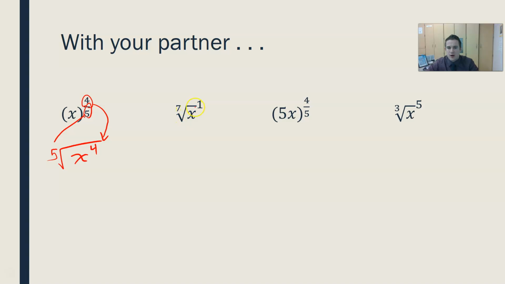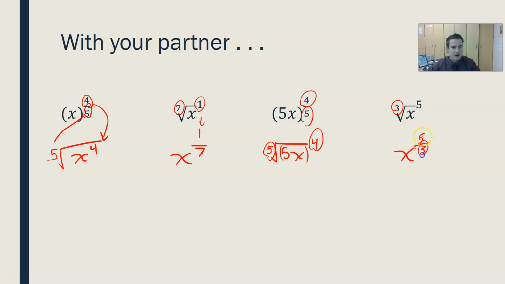The seventh root of x to the 1st power is going to be x to the power of 1 over 7. The root goes in the bottom, the power goes in the top. 5x to the 4/5 is going to be the fifth root of 5x to the 4th power. The root goes in the bottom, the power goes in the top. The cube root of x to the 5th is the same as x to the 5/3. The root goes in the bottom, the power goes in the top.